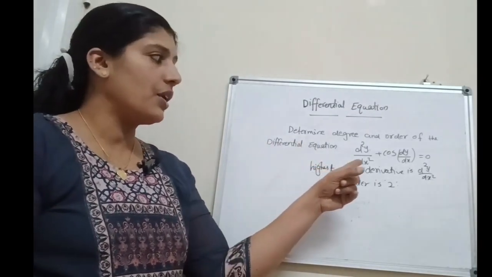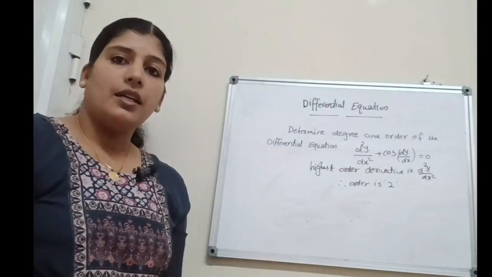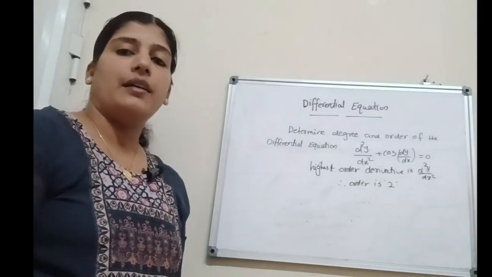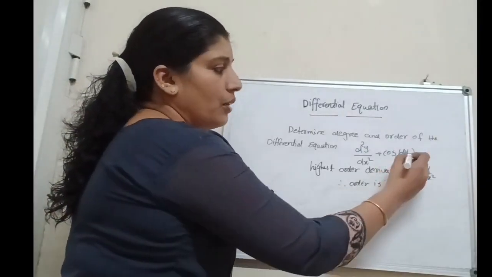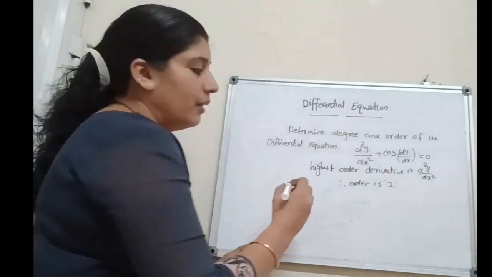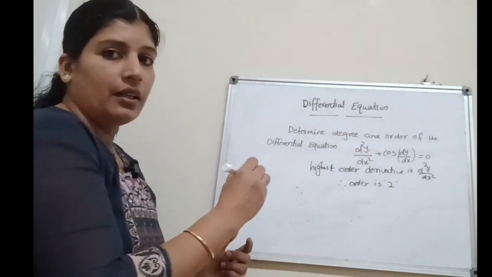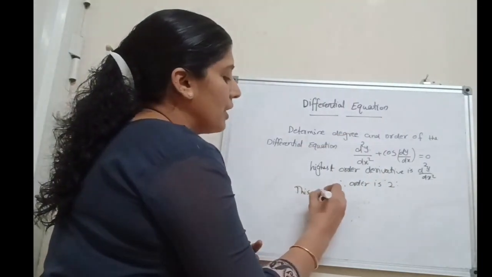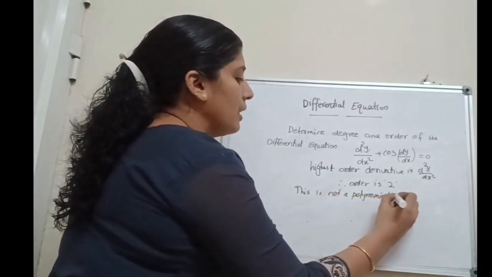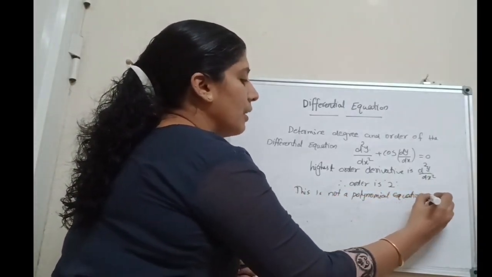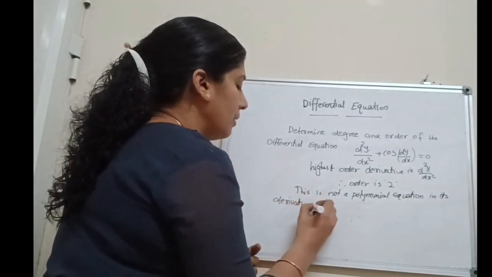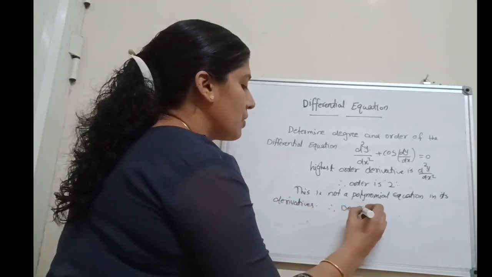Here, this differential equation is not a polynomial equation in its derivatives. That means the degree of this differential equation is not defined, because this is cos of dy by dx, which is not a polynomial function. Therefore, the degree of this differential equation is not defined.